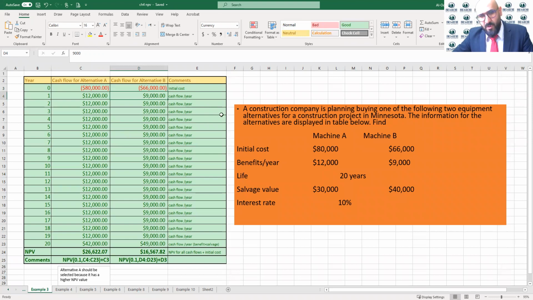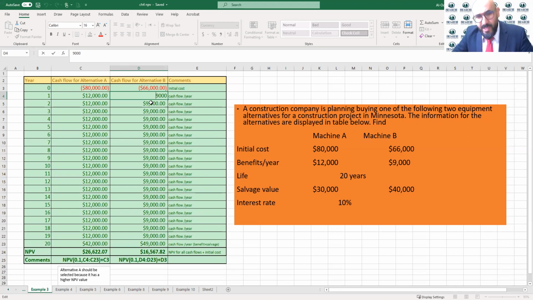Look into the transactions over the years from 1 to 20. You will see that there's only one transaction, which is the benefit per year. If there's a cost per year, we should consider it as well, but for this example, we don't have the cost per year. It looks like the cost per year is included with the initial cost, or maybe they have a plan to take care of maintaining the machine over the years. So it's really up to how much detail we have. So we don't have any cost here.